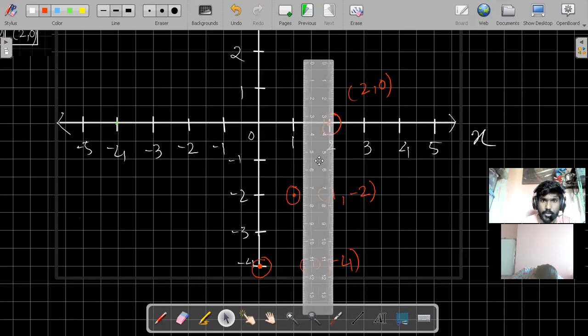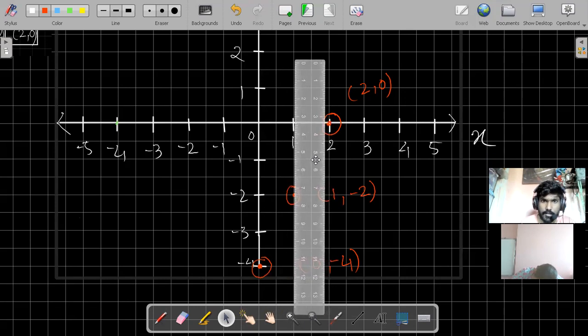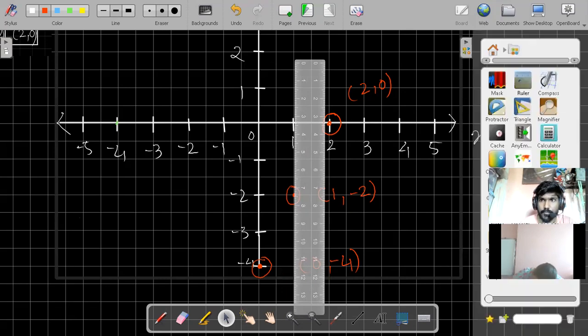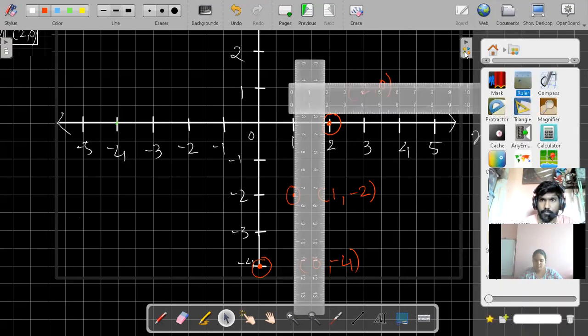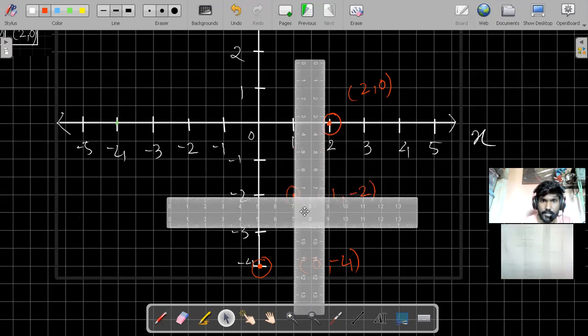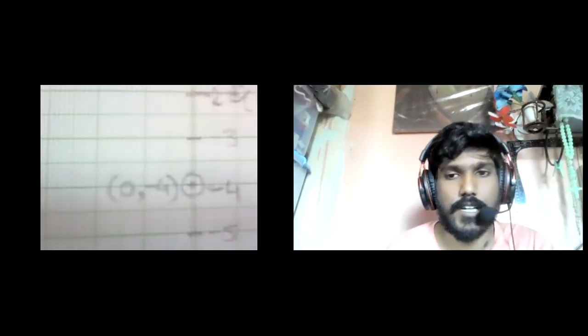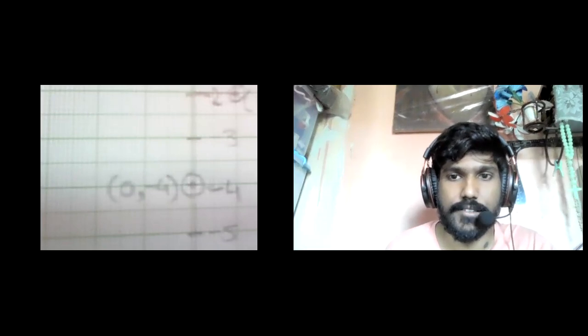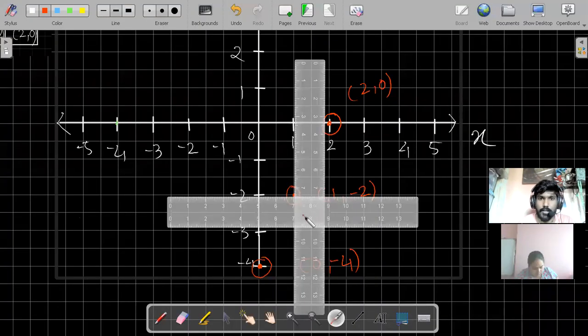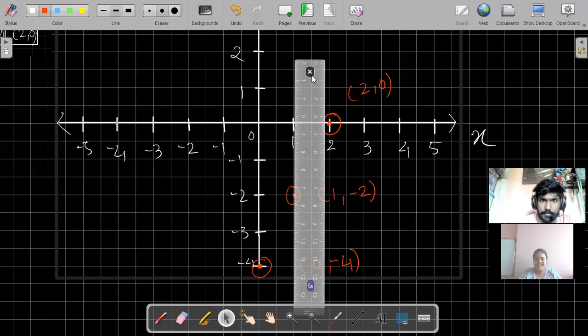You just put your ruler like this here. Then locate it for minus 2. So yes, this is correct. So you can locate it like this also. Suppose if you're finding it difficult, you can put your ruler like this and locate it.